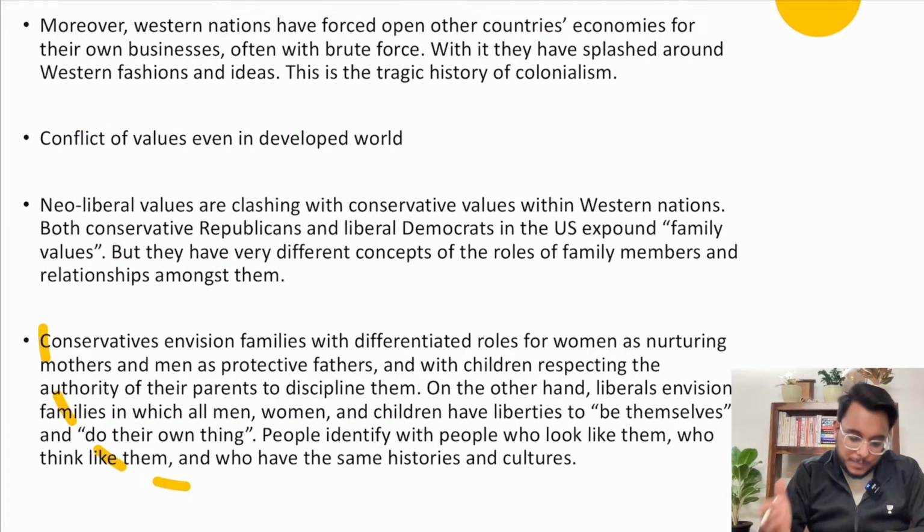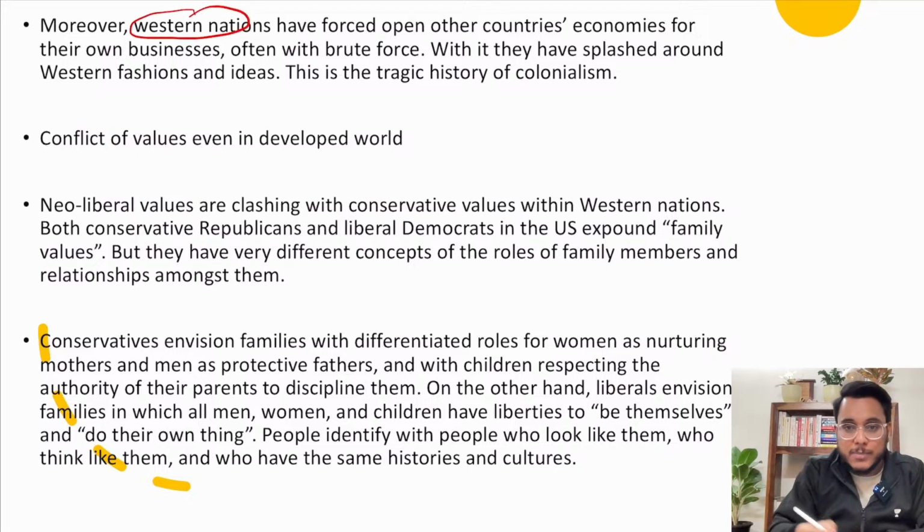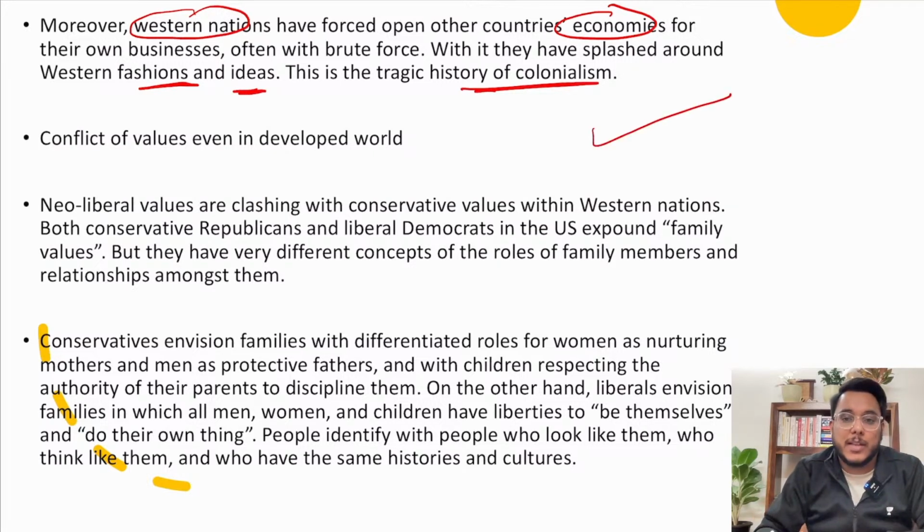Then further moving on, it has also been seen that Western countries, in the name of opening up, in the name of globalization, have always forced their economic systems onto the developing countries. For example, Western nations have imposed themselves on the economies of the developing countries. They have asked by force that they should open up their economies so that the developed countries can take the benefit. They have imposed Western fashion, Western culture, Western ideas, and throughout the history of colonialism, this particular thing has happened.